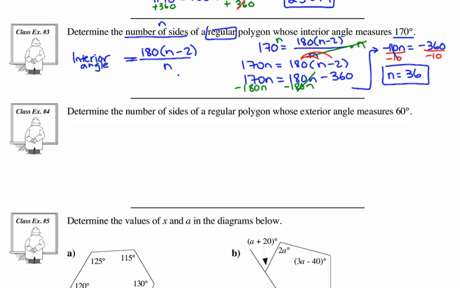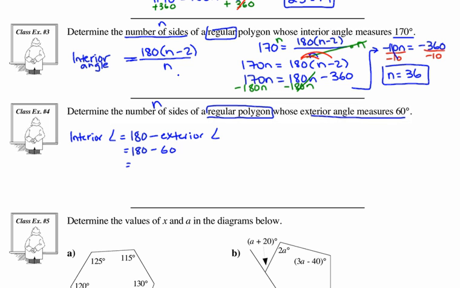Okay, let's try number 4. Determine the number of sides of a regular polygon. So we want n, and it's regular, so all the angles are equal, whose exterior angle measures 60. Well, we want interior angles. So how do we get our interior angle? Well, remember, our interior angle is equal to 180 minus the exterior angle. So what's our interior angle then? 180 minus 60. So each one of them is 120 degrees. And so we know each angle is 120.